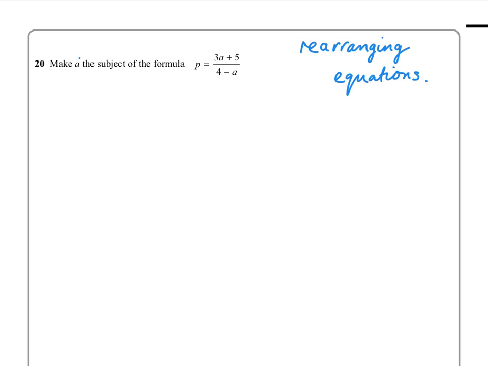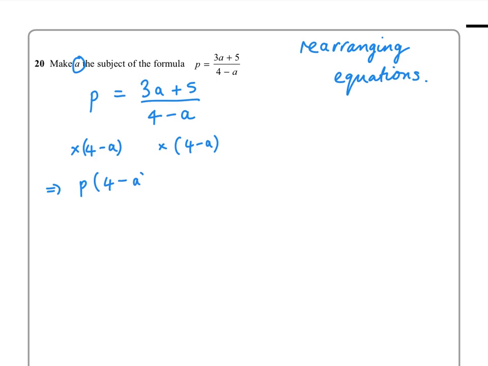So for this one, we want to make a the subject of the formula. So if we write this out again, and I'll try and do this as many ways as possible. So if we multiply both sides by 4 minus a, what this will do is it will give us p lots of 4 minus a is equal to 3a plus 5, because the 4 minus a is the denominator part.